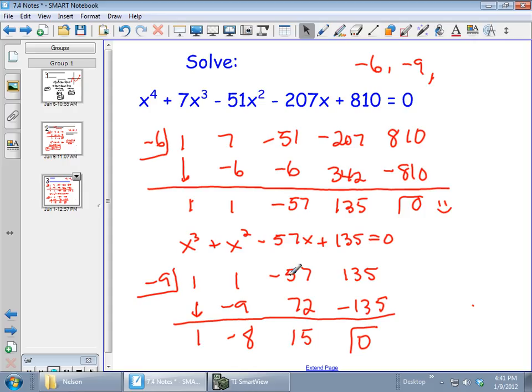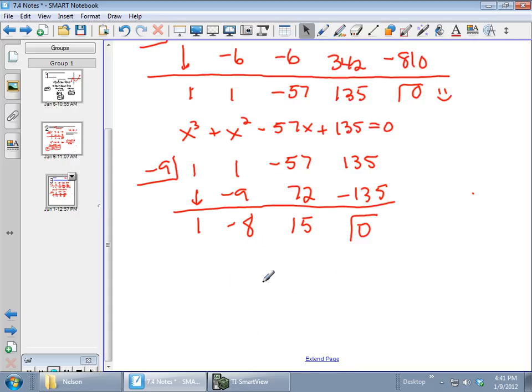And now we need to find the other two roots, and I know there's two more because it is an x to the 4th equation. So we're going to take what's left over here and find the roots from that. So this is an x squared. Oops, I want to change colors here so we're not all red. Let's go green. It's x squared minus 8x plus 15 equals 0.